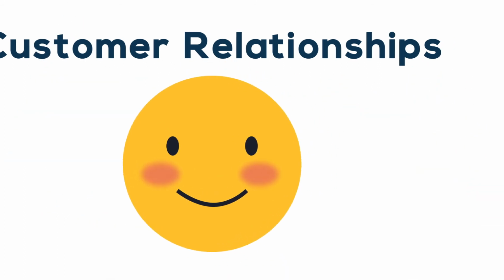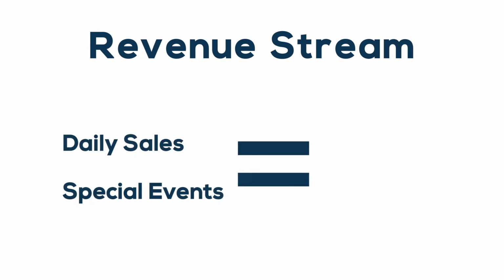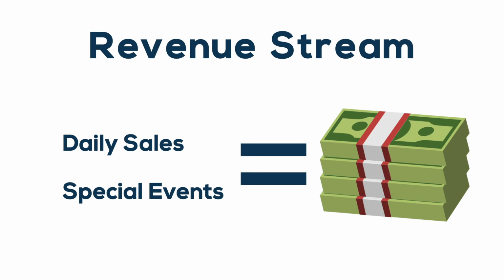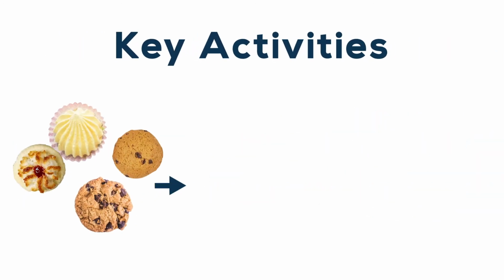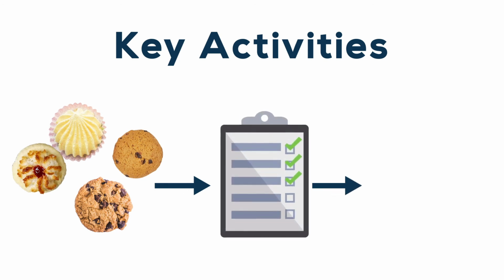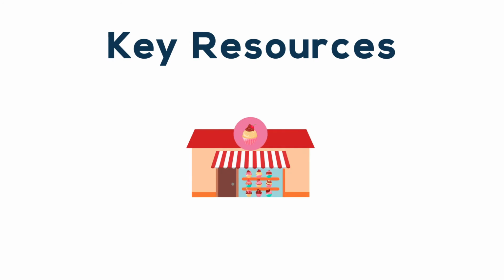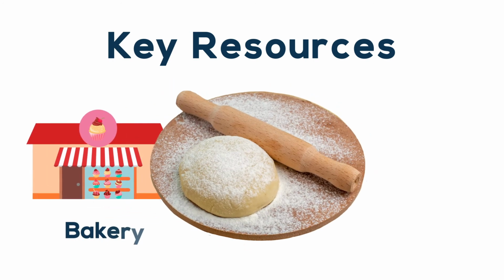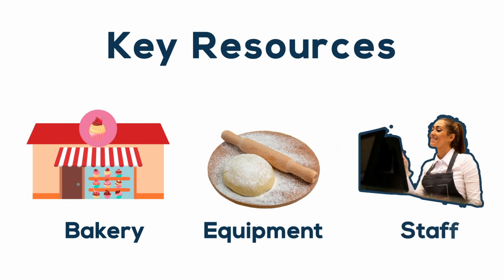When starting, usually we want to keep the revenue stream simple, so we will just have daily sales and the catering services for special events. For key activities, we need to make and have fresh goods throughout the day, manage inventory and catering. In key resources, we have the bakery store, the equipment and ingredients for baking, and staff for selling and catering.